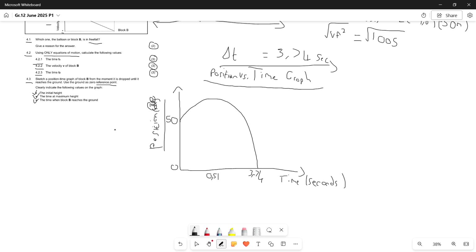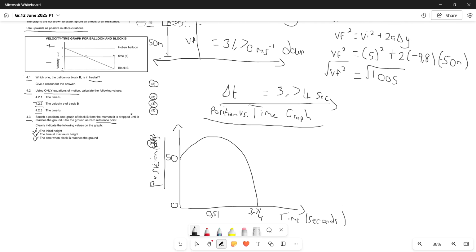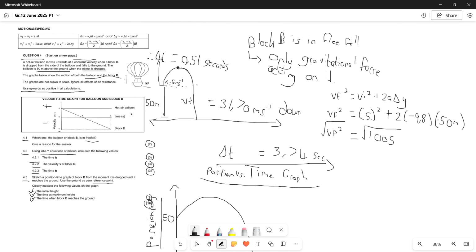16 marks for this whole section. Cool, guys. So that is free fall. That is an overview of the whole section, and these questions are very similar in each of the exams as far as the structure they follow.